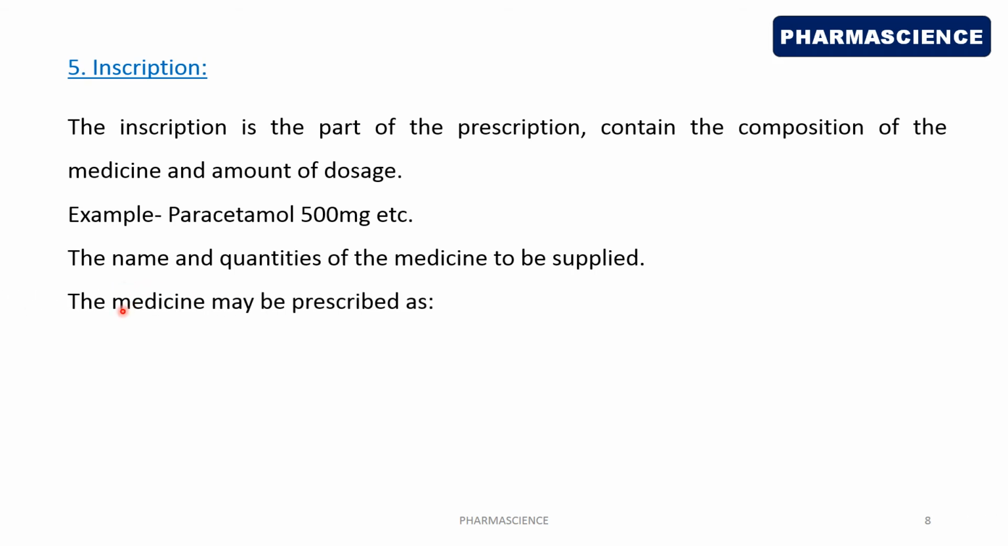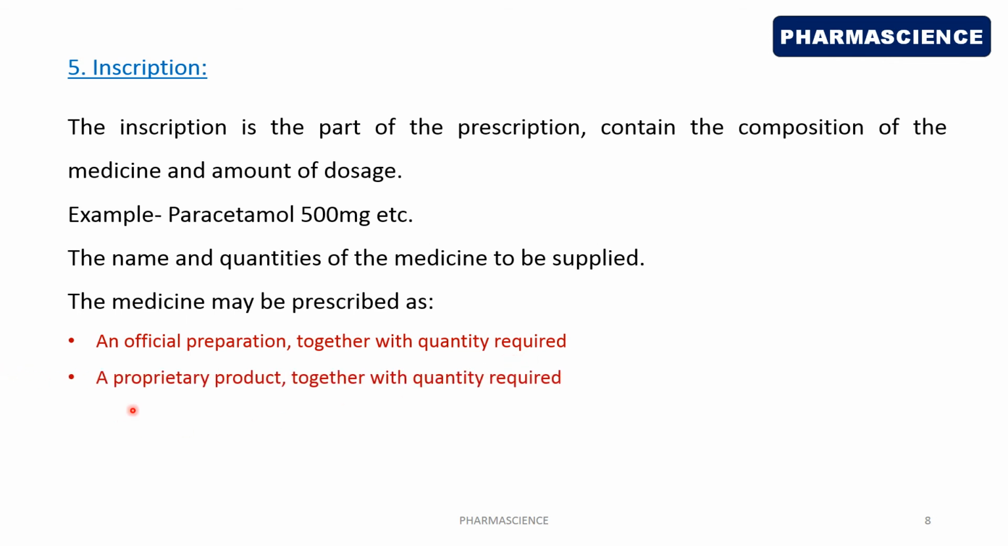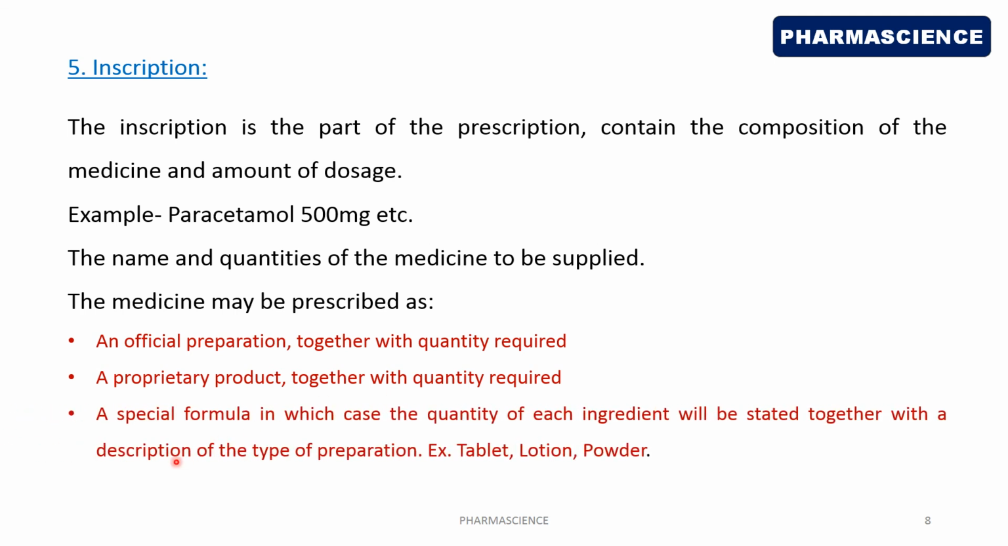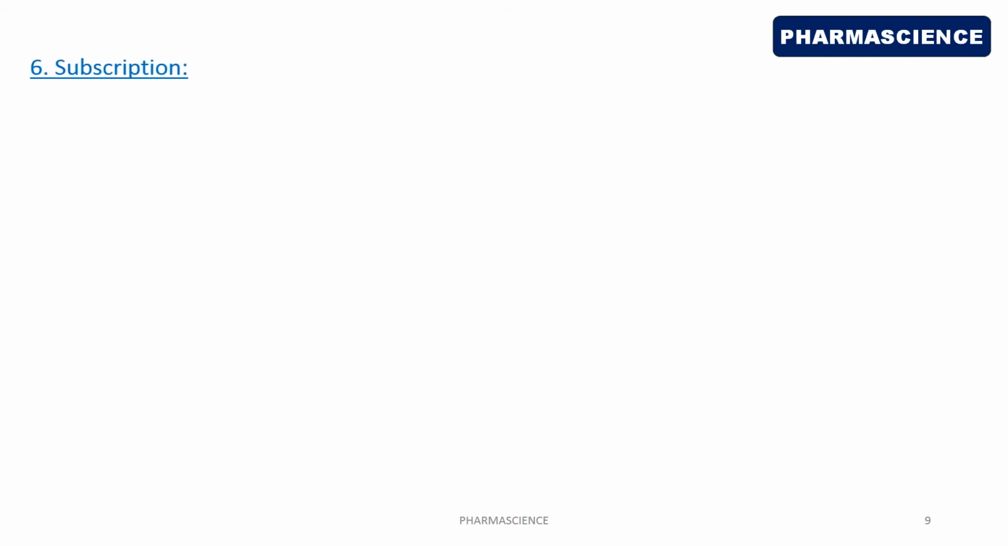The medicine may be prescribed as first, an official preparation together with the quantity required. Second, a proprietary product together with the quantity required. And third, a special formula in which case the quantity of each ingredient will be stated together with the description of the type of preparation. For example, tablet, lotion, powder. This is the inscription. Next part is the subscription.